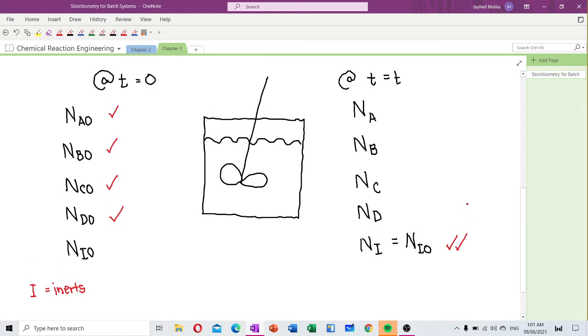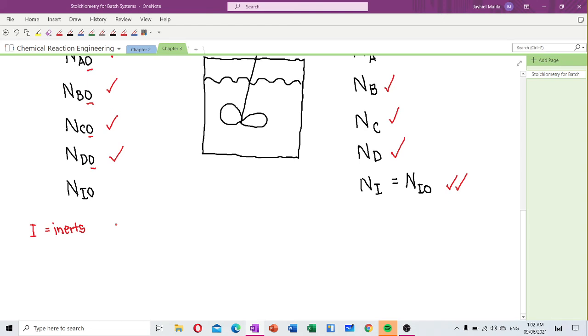For A, B, C, and D at final time, or at a certain time value, these are termed as Na, Nb, Nc, and Nd. As you can see, they are devoid of the zero term, because the zero terms indicate that these values are initial. Okay, so recalling the concept of conversion.